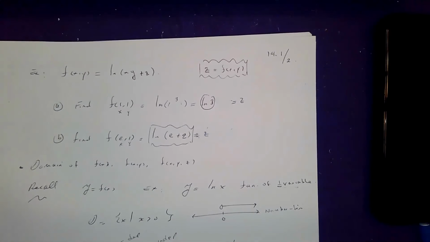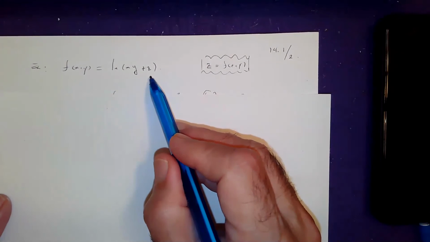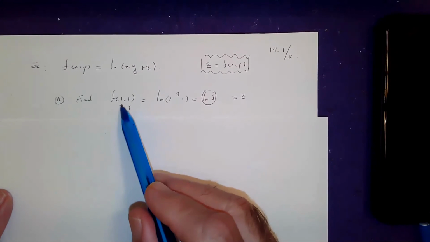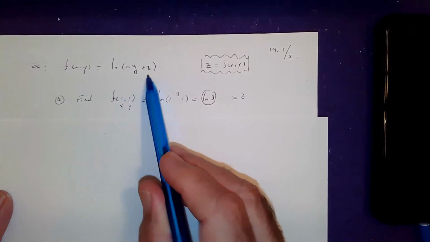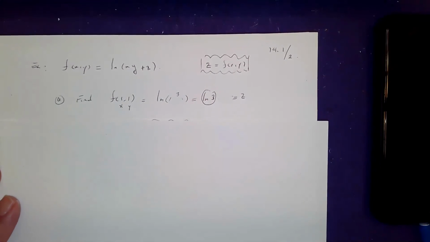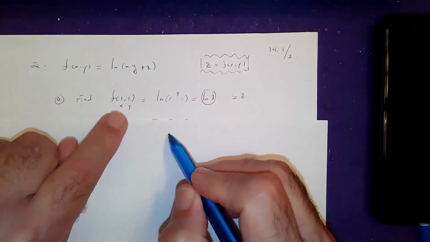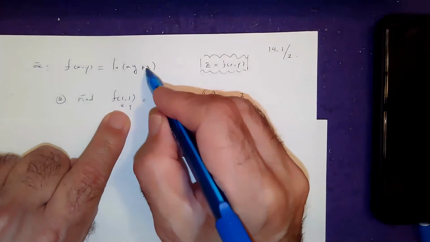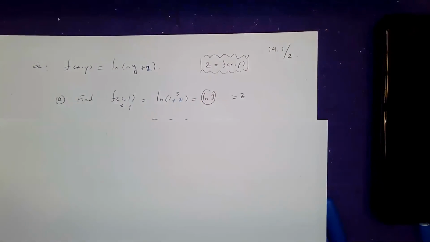So if that's the case, then we have these functions. Let's say we have f of x, y is equal to natural log of x y plus 2. Okay, question, what is f of 1, 1? That means when x is 1, y is 1, what is this equal to? Well, that would be the same as 1 times 1 is 1, 1 plus 2 is 3. So therefore the answer is natural log of 3.